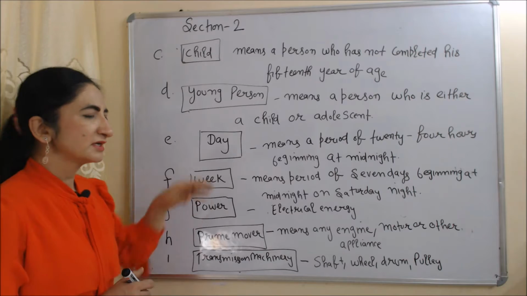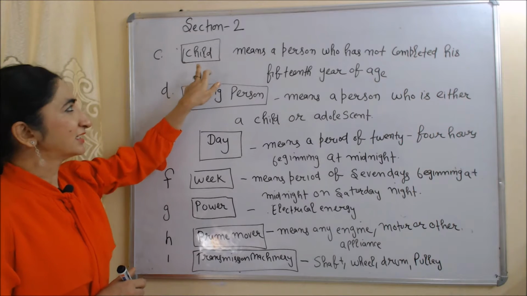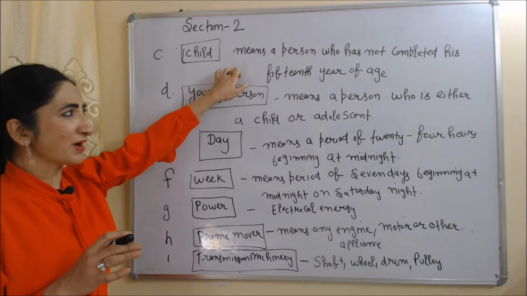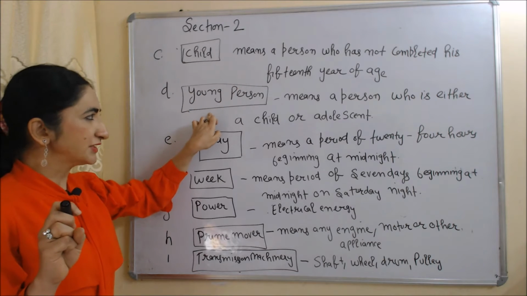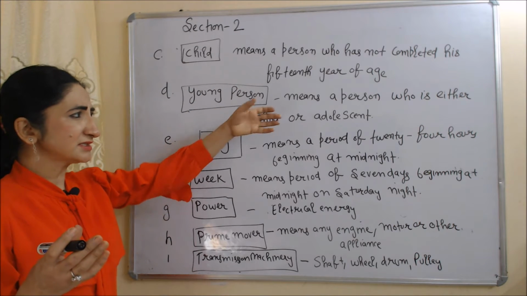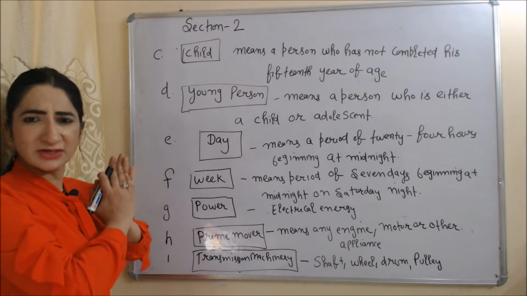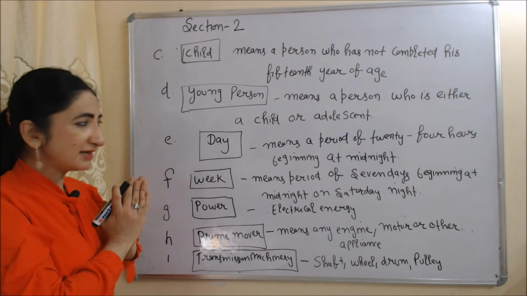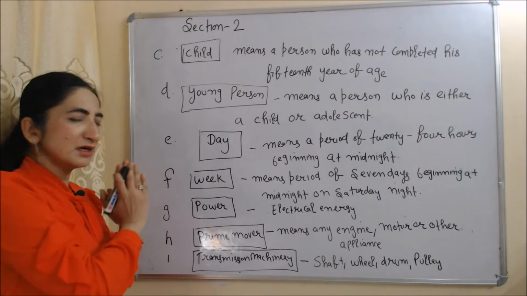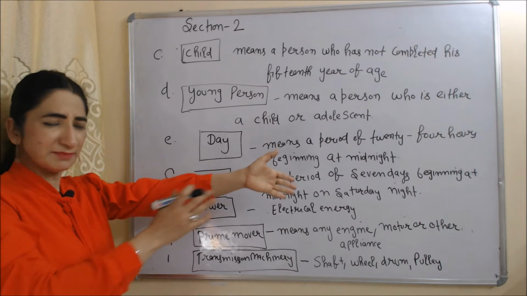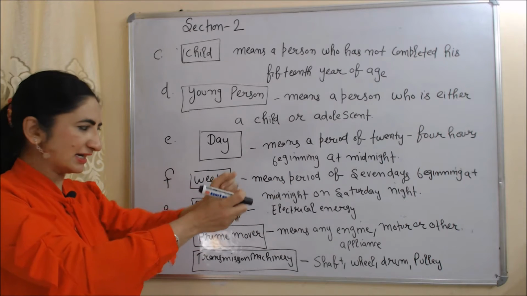Section 2C, child. Child means a person who has not completed his 15th year of age. Young person. Young person means a person who is either a child or adolescent. Day. Day means a period of 24 hours beginning at midnight. Week. Week means a period of 7 days beginning at midnight on Saturday night.